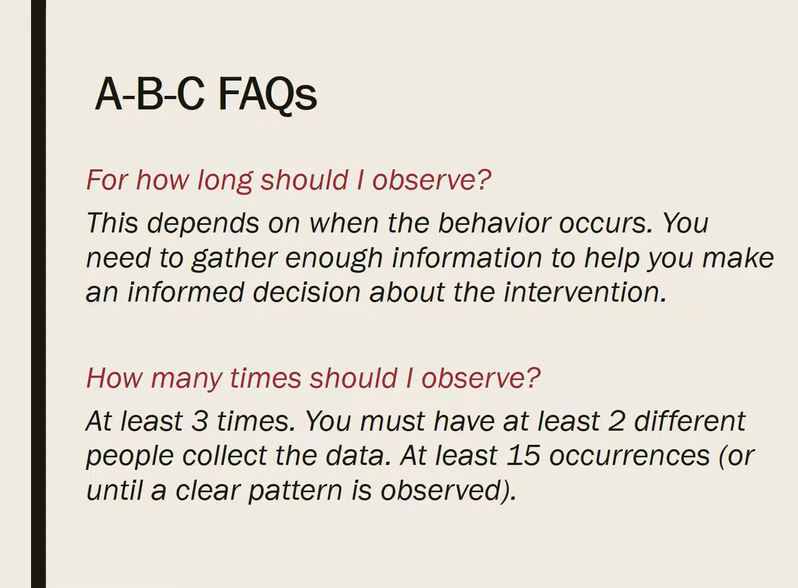You need to gather at least 15 occurrences of that behavior in order to gain a clear pattern of behavior. The reason you want two different people collecting behavior is that two different people can see two different things. I might see the behavior and the sequence of events differently than another observer. Therefore, it's important to have two people collect data, compare notes, and come up with a conclusion as to why the behavior is happening. What's the function of that behavior?